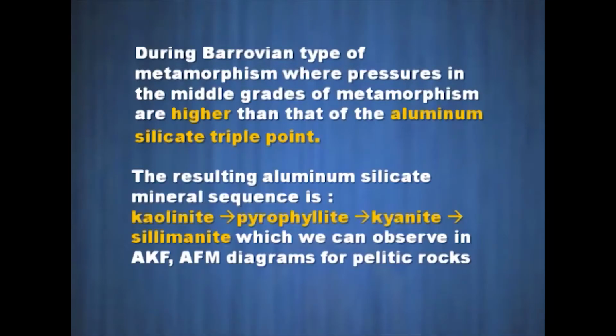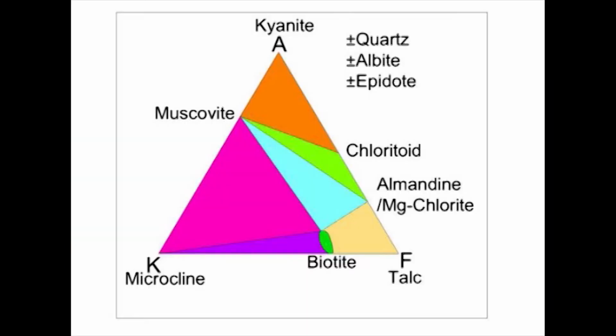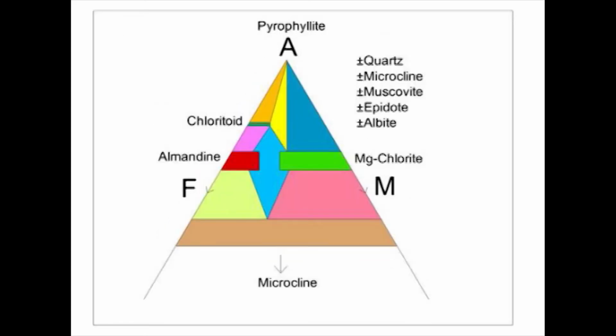During Barrovian type of metamorphism, where pressure in the middle grade of metamorphism is higher than that of the aluminum silicate triple point, the resulting aluminum silicate mineral sequence is kaolinite, pyrophyllite, kyanite, sillimanite, which we can observe in AKF and AFM diagrams for pelitic rocks.